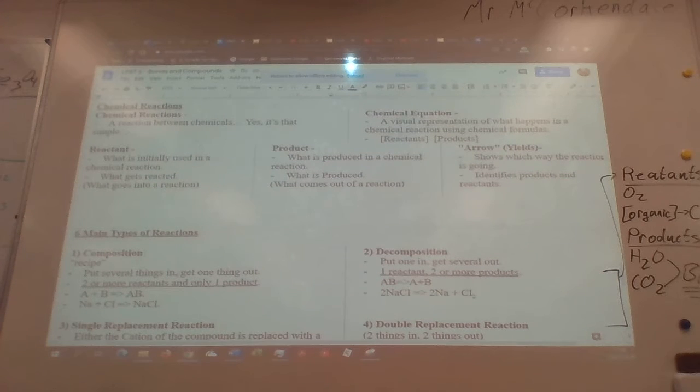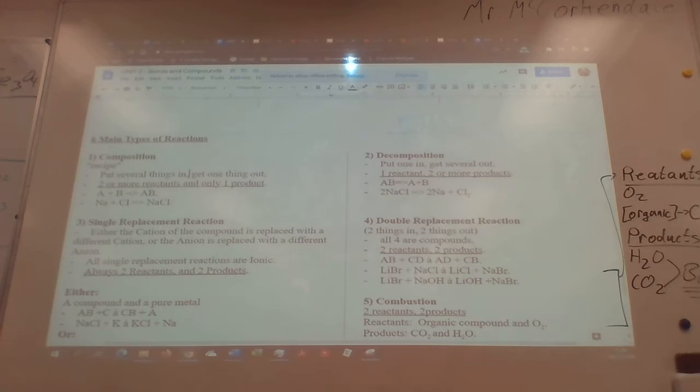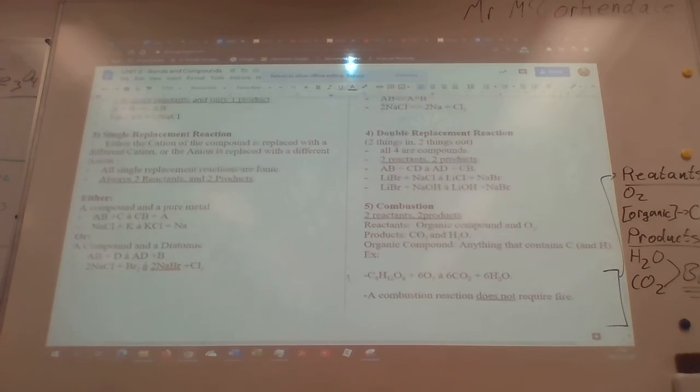So this is where it started. Some terms, some information on the reaction types, and that's it.